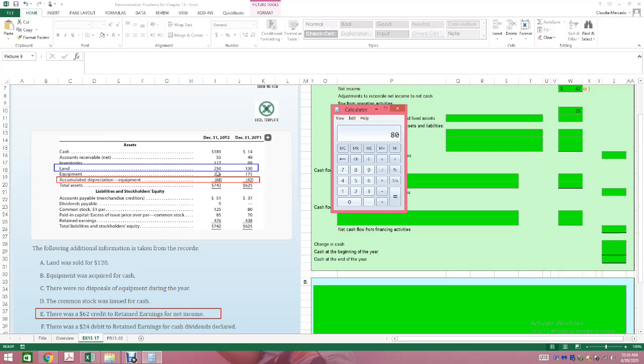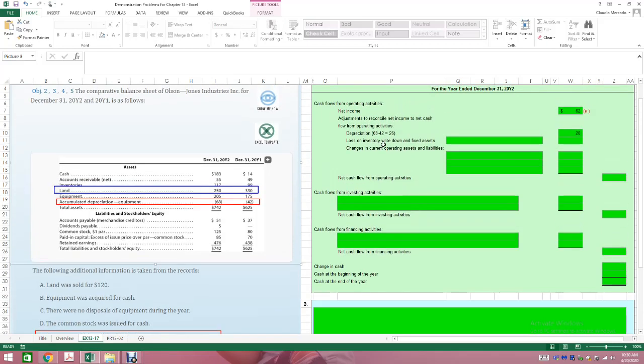Well, how much did you sell that $80 piece of land for? Well, I sold that $80 piece of land for $120. So $120, which is what you sold it for, minus what it was valued at, that means you had a gain of $40. Okay? A gain of $40. So, what do we have? We have a gain on the sale of land.